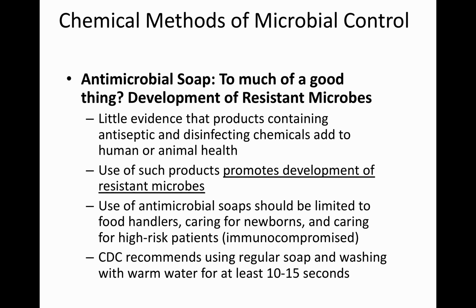Now, if you're familiar with antimicrobial soaps, antimicrobials that you use in the household, basically there is no evidence that those products aid in human or animal health. And actually, those products just promote the development of resistant microbes. So the use of antimicrobial soaps, for example, should be limited to food handlers, those caring for newborns, and for high-risk patients, such as those who are immunocompromised. The CDC recommends using regular hand soap, washing with warm water for at least 10 to 15 seconds to physically remove those microbes from the surface.